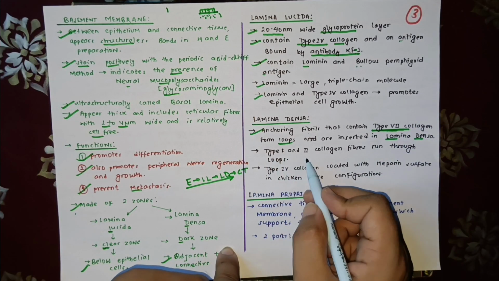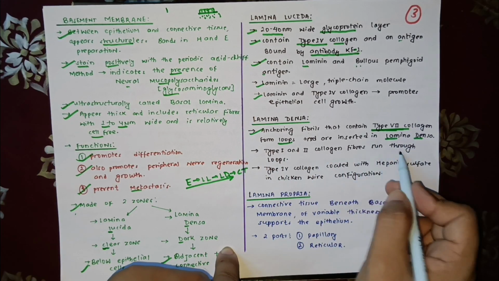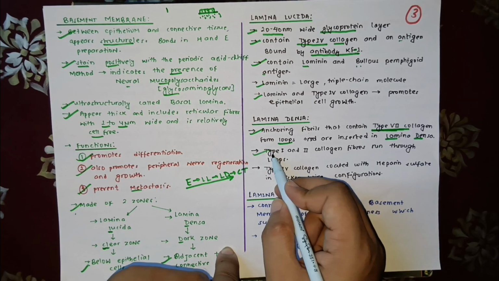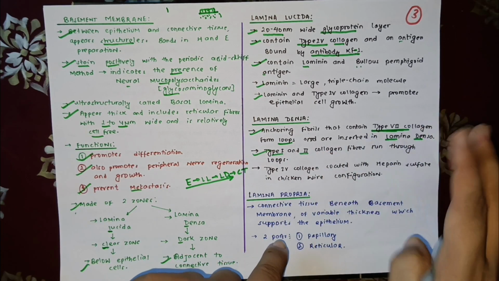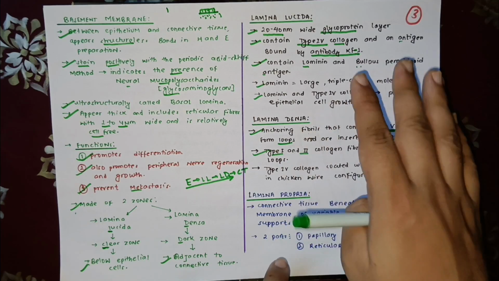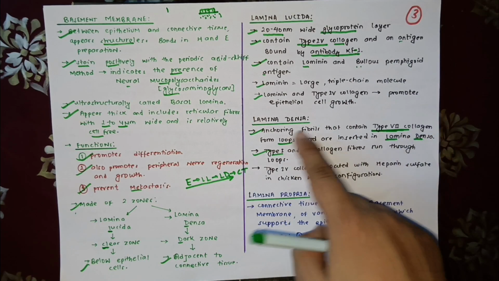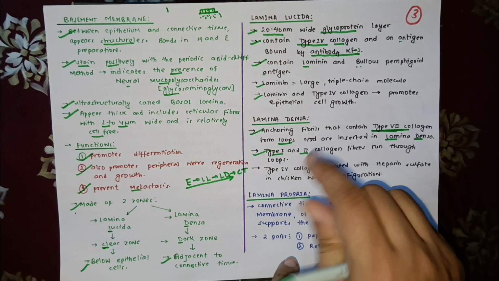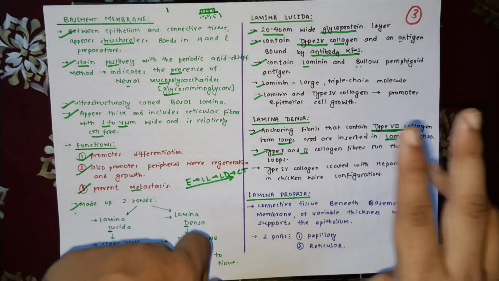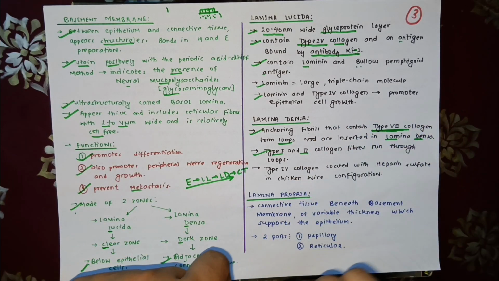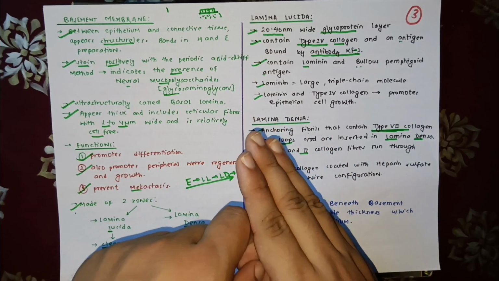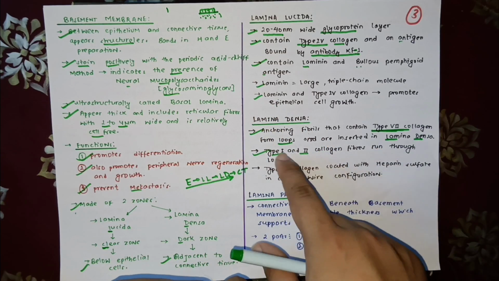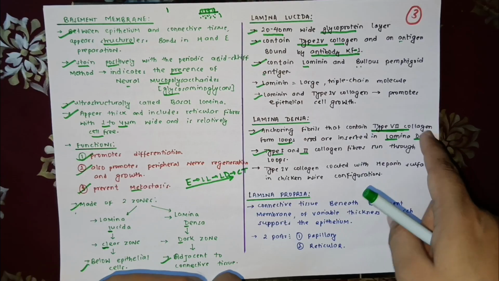After that, type 1 and type 2 collagen fibers run through the loops. This type 1 and type 2 collagen fiber gets incorporated in those loops of the type 7 collagen anchoring fibrils. So that is a simple way to put it: type 1 and type 2 collagen fibers intermingle, or run, in the loops of the type 7 collagen fibers.